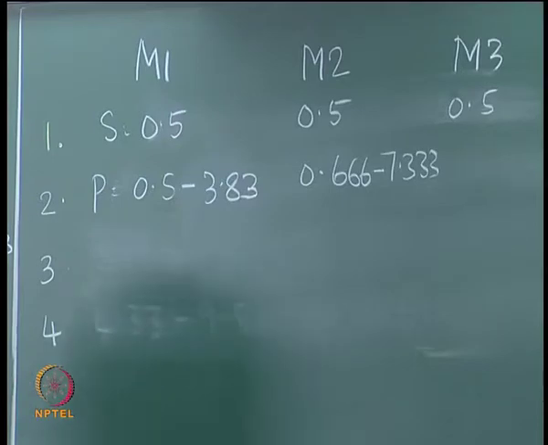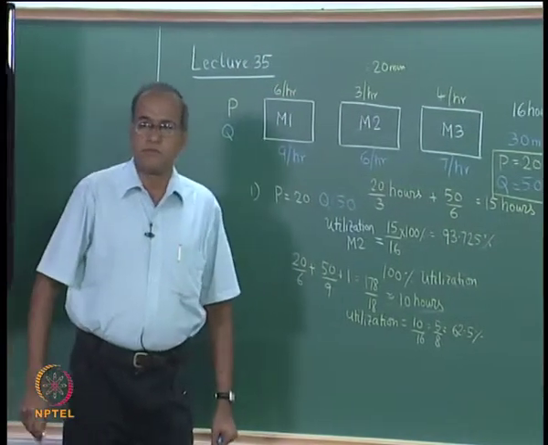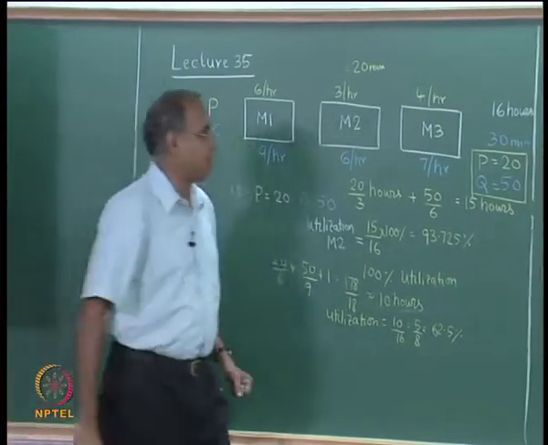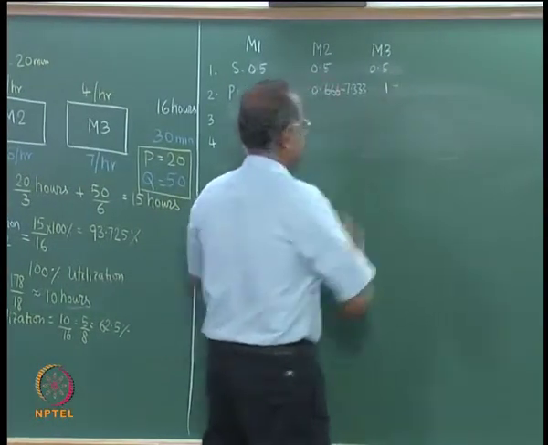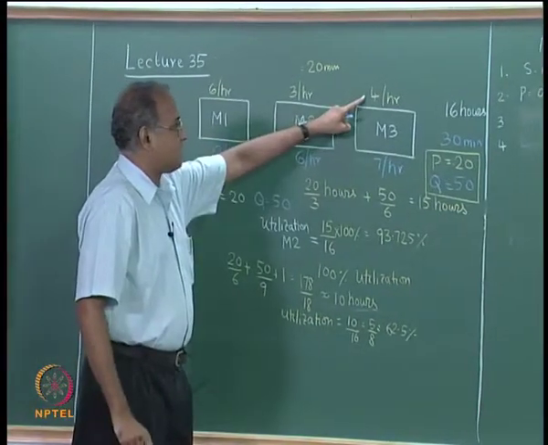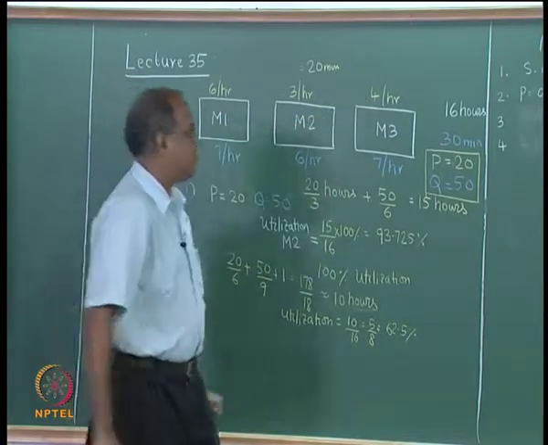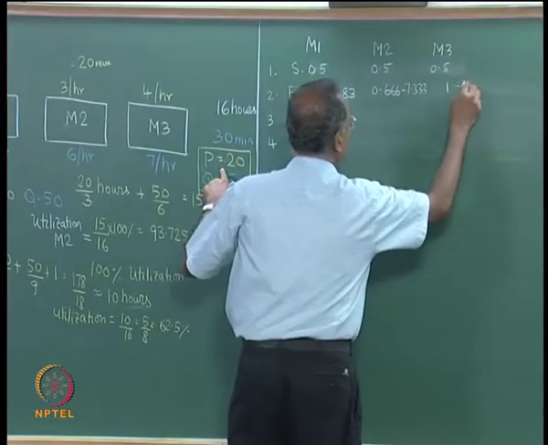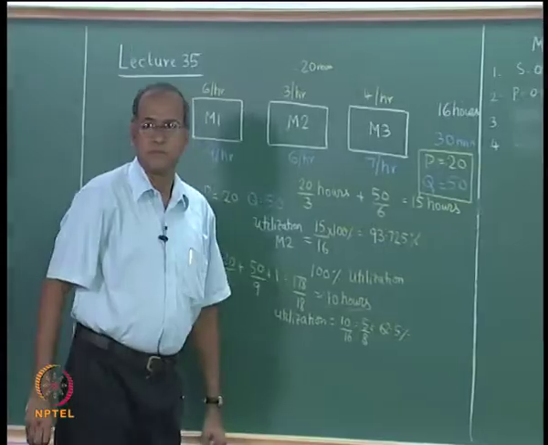Now, this machine does 3 per hour, so that is 1 by 3 hour per piece, 0.33 per piece. So, 0.66 plus 0.33 is 1. This will take another 5 hours from here. So, 1 to 6.